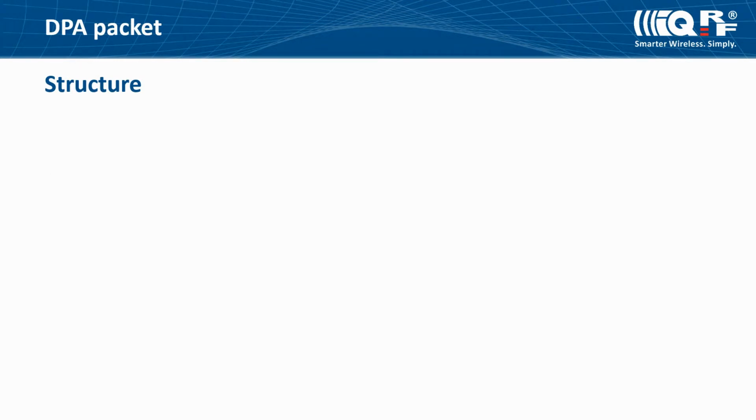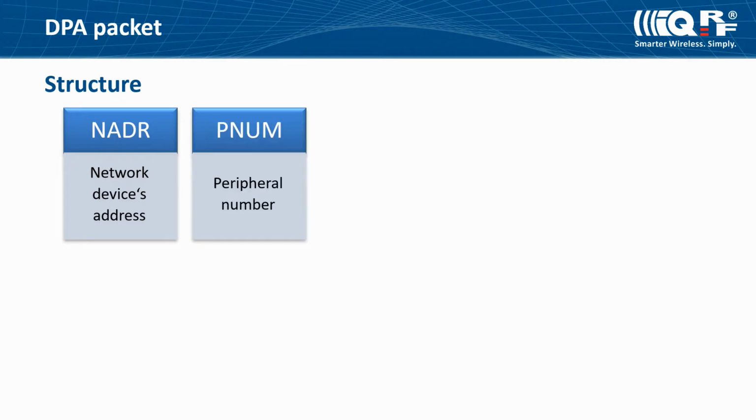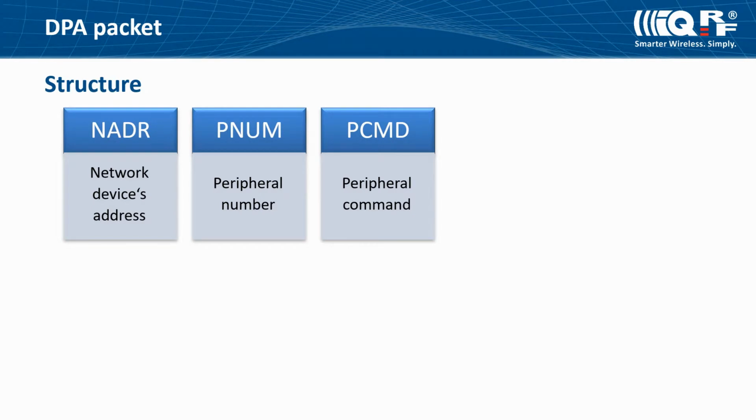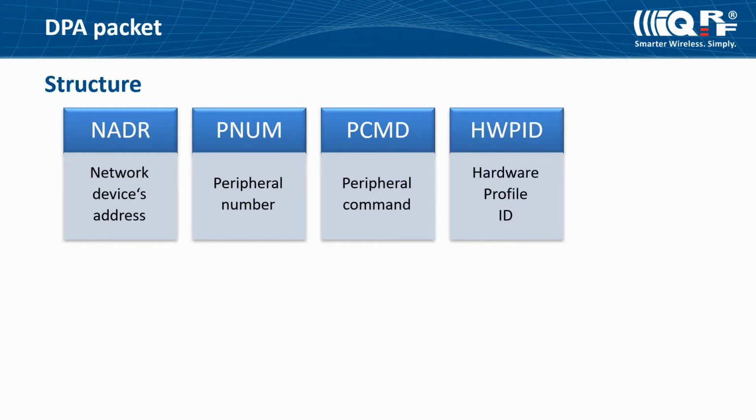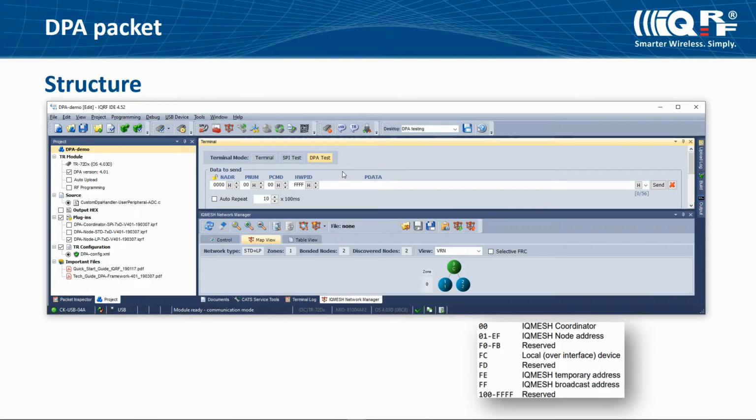DPA protocol uses byte-structured messages to communicate in IQ Mesh network. Every message always contains 4 mandatory parameters: network device's address, peripheral number, peripheral command, hardware profile ID. The message can optionally contain data. In the IQRF IDE, you can use the DPA test window where you can define your DPA packet.